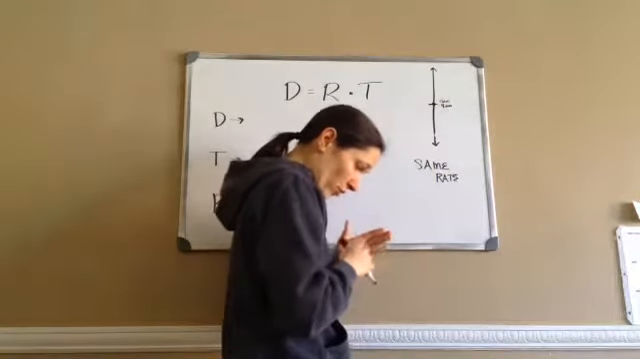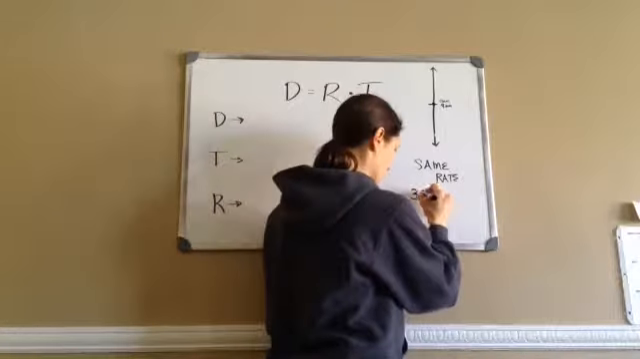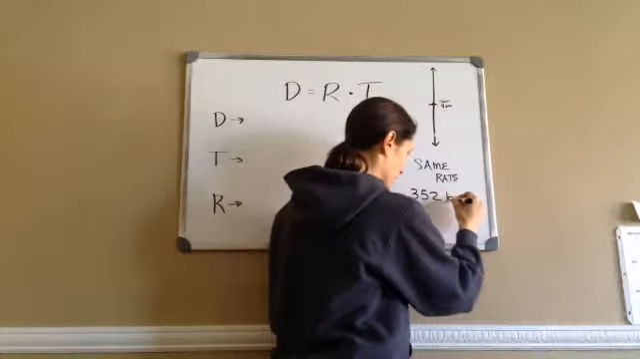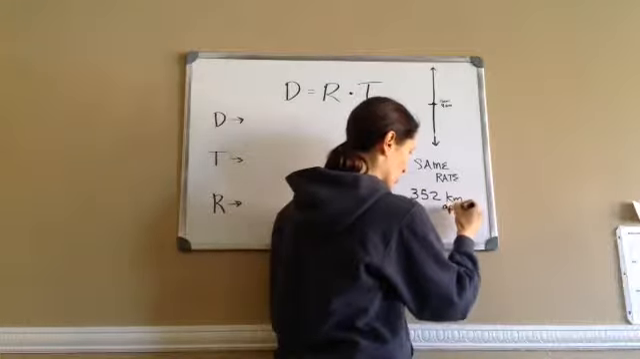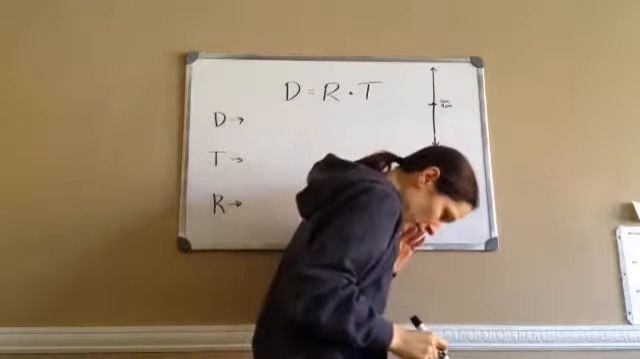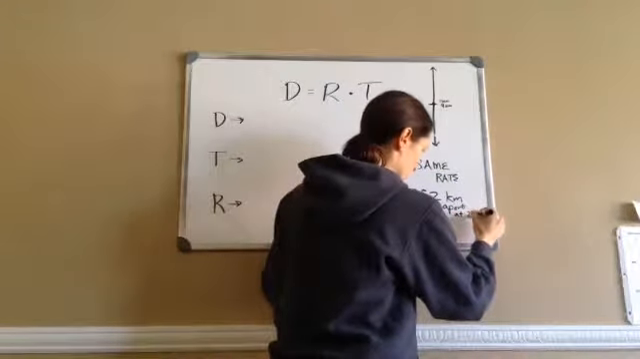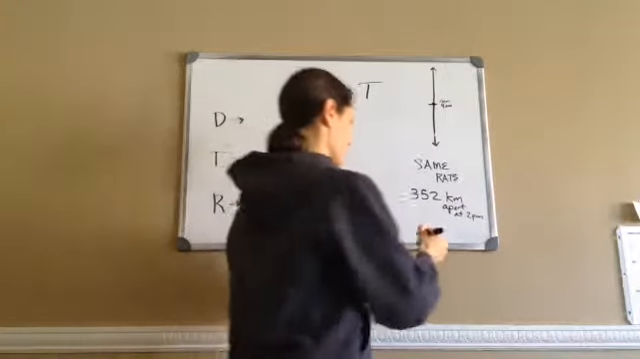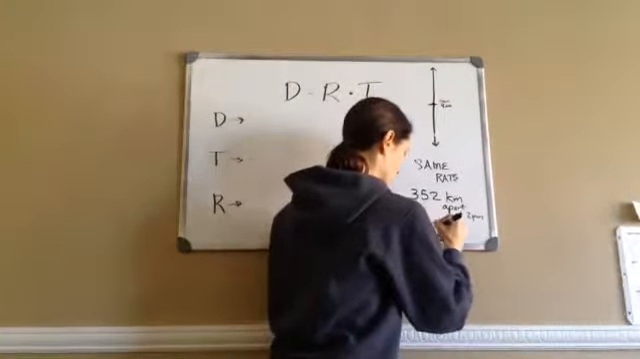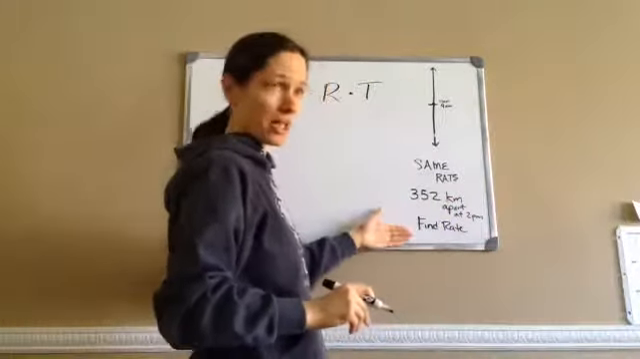And they were 352 kilometers apart. I'm just going to write this information down. 352 kilometers apart at 2 p.m. Then find the rate of the buses. So we want to find the rate. I just wrote down key information.